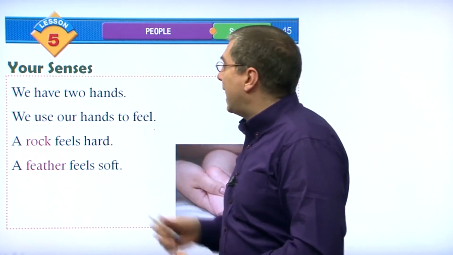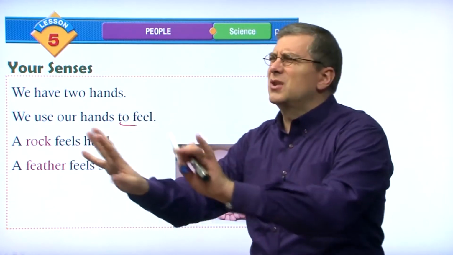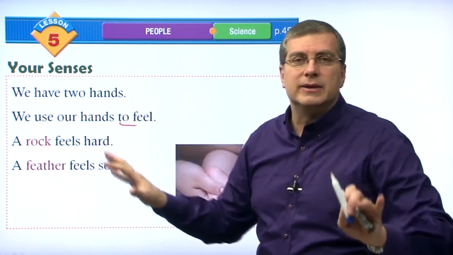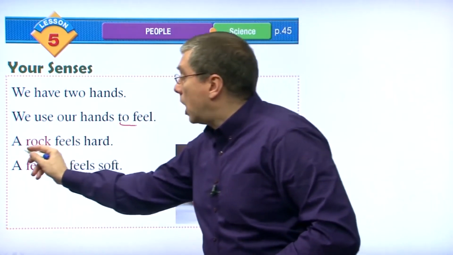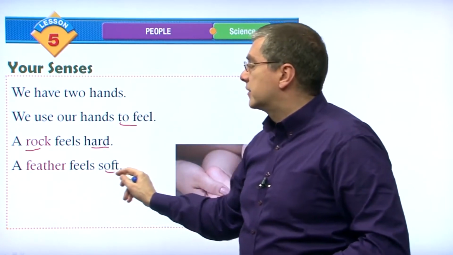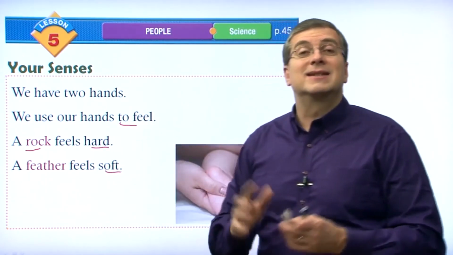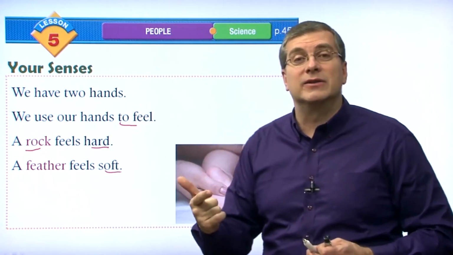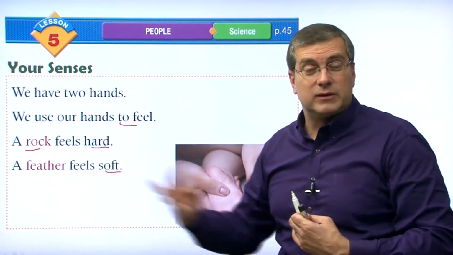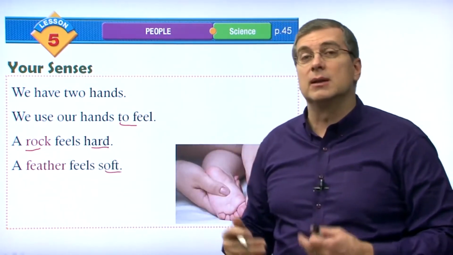We use our hands to feel, right? Especially if it's a dark room and we can't see, we can use our hands to feel. A rock feels hard. A feather feels soft. So again, we can see feel is the same idea as smell and taste, right? We feel something, it feels something to us. We can figure out what it feels like. What does it feel like?